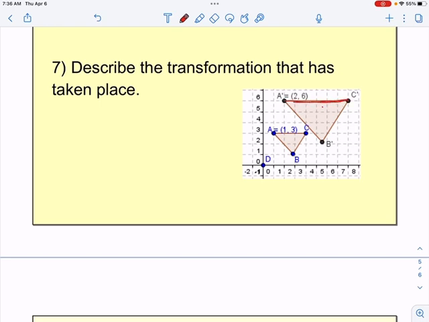So I need to count A prime to C prime first. That's going to be 1, 2, 3, 4, 5, 6 units long. And on the bottom, again, I need AC because that's the side that corresponds to. So that's here. So that's going to be 1, 2, 3. And then 6 divided by 3 is 2. So 2 is your scale factor, but the transformation is a dilation of 2. So there's describing your transformation. It's a dilation of 2.